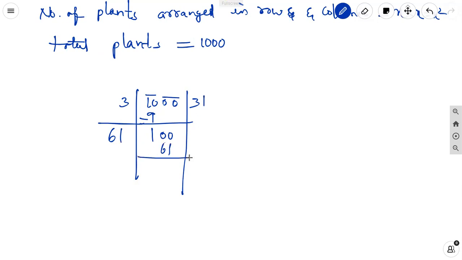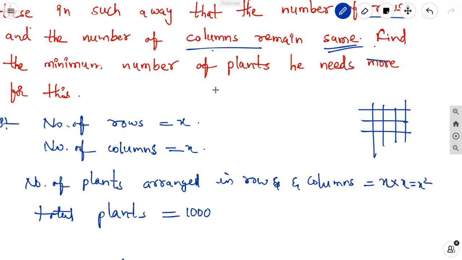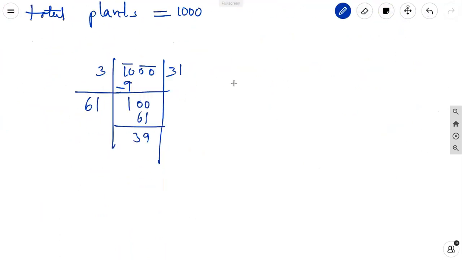It is 61. How many are there here? 9 and 3. If we subtract, we get the perfect square. But what they are asking here is the minimum number needed more, which means addition. Here, 31 square is equal to 1 1 1, 6, 9, 61. 961 is the 31 square.